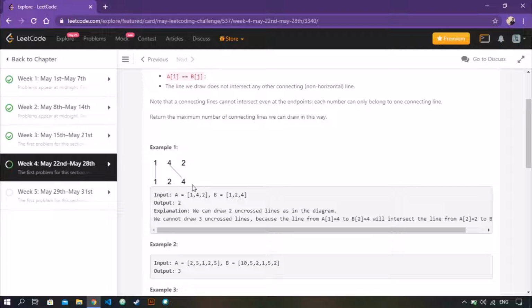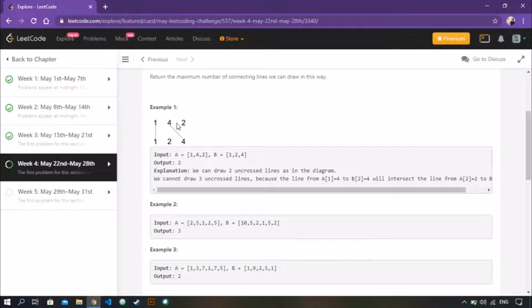So it's a simple question based on the longest common subsequence. We can find the longest common subsequence in both the arrays, not subarray, since a subsequence can be discontinuous whereas a subarray cannot be discontinuous. So 1 4 is the longest common subsequence in both the arrays. Another answer is 1 2, but we have to find the number of such lines, so whatever you take, 1 2 or 1 4, the answer will be 2.